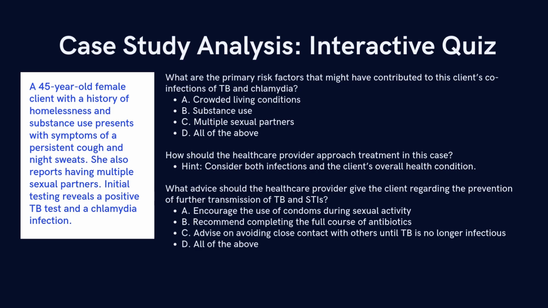And then our third and last question is, what advice should the healthcare provider give the client regarding prevention of future transmission of TB and STIs? Encourage the use of condoms during sexual activity, recommend completing the full course of antibiotics, advise on avoiding close contact with others until TB is no longer infectious, or D, all of the above. And the answer again is D, all of the above.